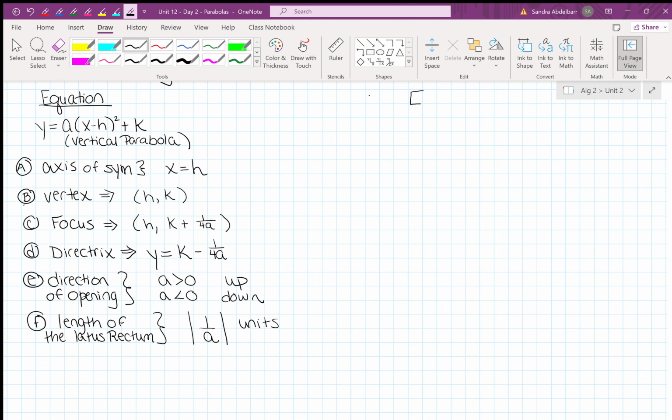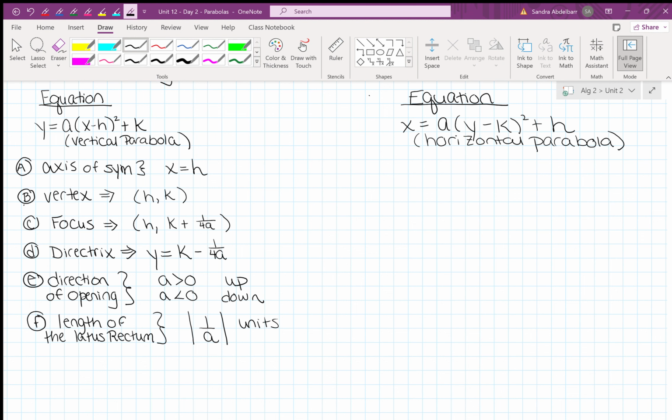Now let's talk about all the different formulas for the horizontal parabola. Do you think you need to memorize all of these? Yeah, this is why this unit is the worst. Okay, so now we want x is equal to a times the quantity of y minus k squared plus h. We know this is going to be a horizontal parabola. Right, and all of our different equations.